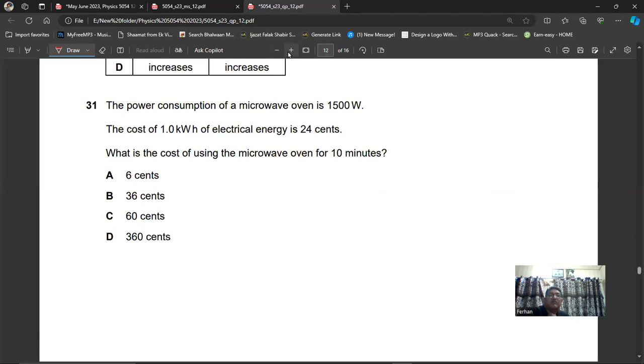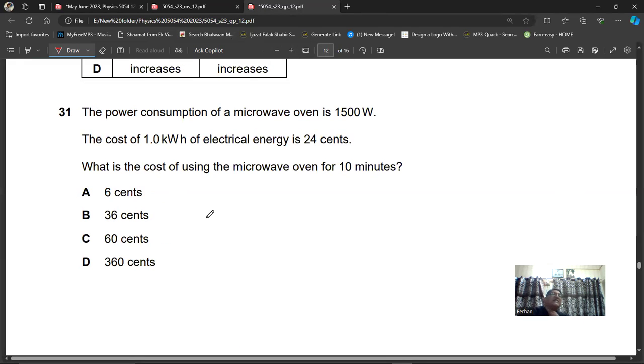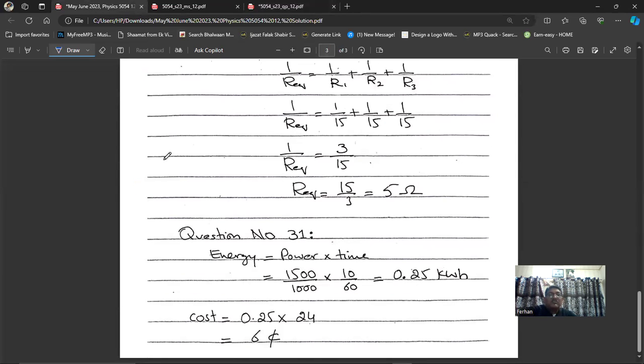Now we have question number 31. It says the power consumption of a microwave oven is 1500 watt. The cost of 1 kilowatt hour of electric energy is 24 cents. What is the cost of using the microwave oven for 10 minutes? You know the power and the time of consumption, so you can find the electric energy used in kilowatt hours. Then you know the price of 1 kilowatt hour, just multiply it with the energy consumed and you will be able to tell how much it costs.